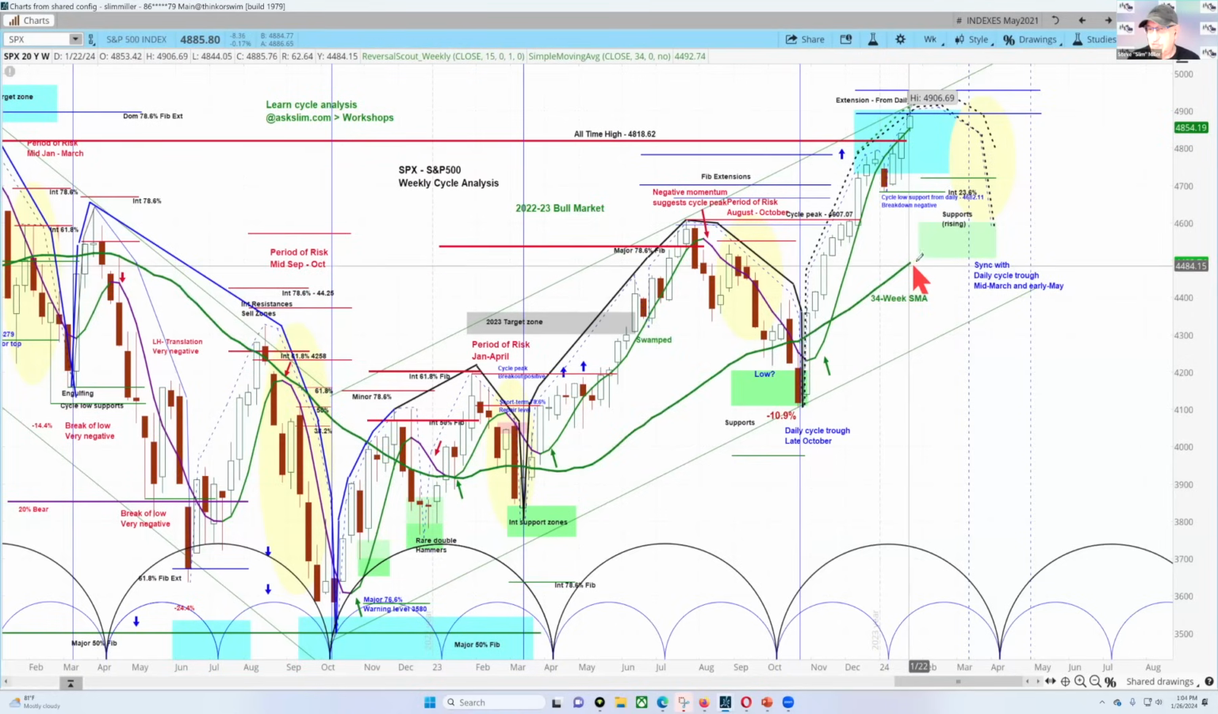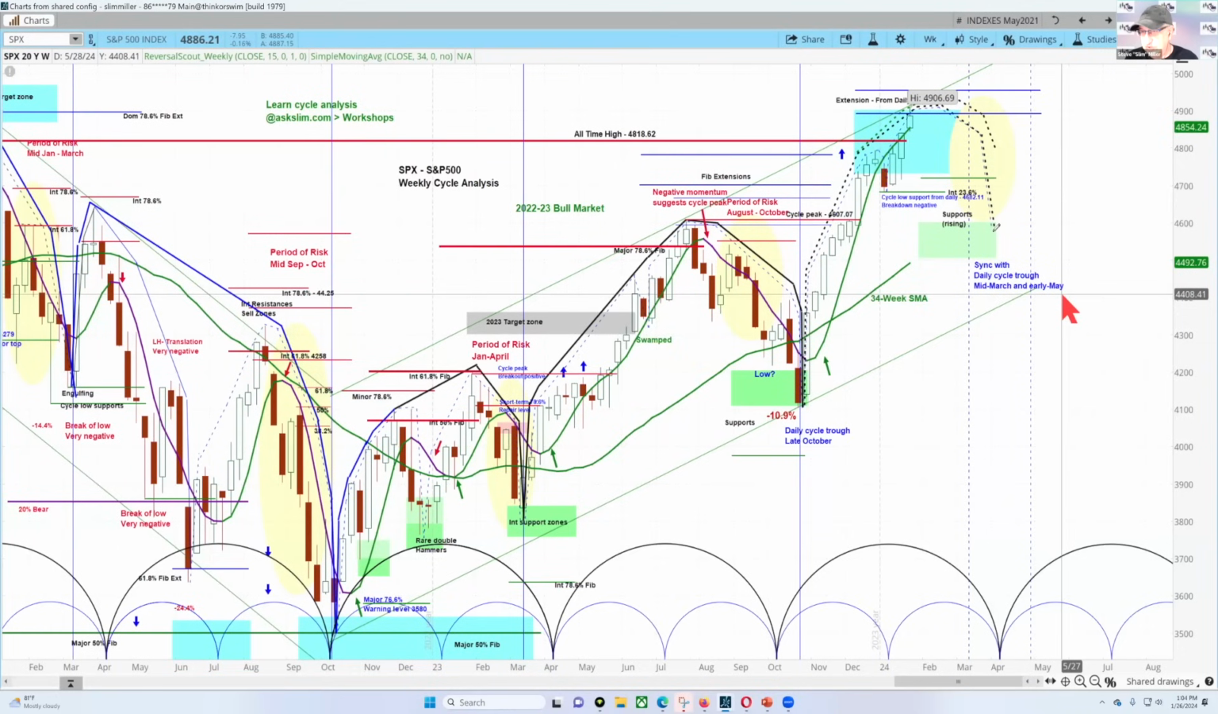So you see the 34 moving up through here. Let's say that sometime out here in April, it gets up to 4,600. The support over here is 4,500 about. So we would expect that it would give up from this 4,900 best case down 300-400 points. This is just an absolute best case. Now you see this note in here. It syncs with the daily cycle troughs in mid-March and in early May.